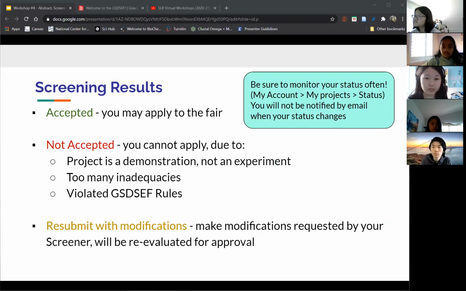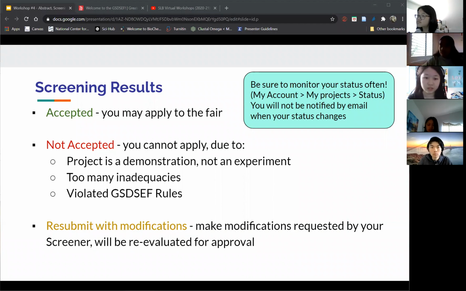After you complete and submit your slides, you may be approved to apply to the fair, also through the portal. Applying to the fair asks for fair payment, and this year is $25. You also may not be approved because you simply demonstrated a concept that didn't actually test the hypothesis, or you had too many inadequacies, or violated the Greater San Diego Science and Engineering Fair rules.